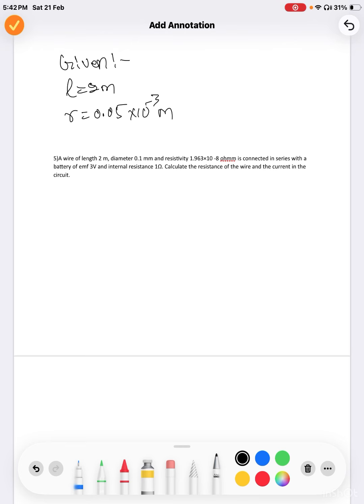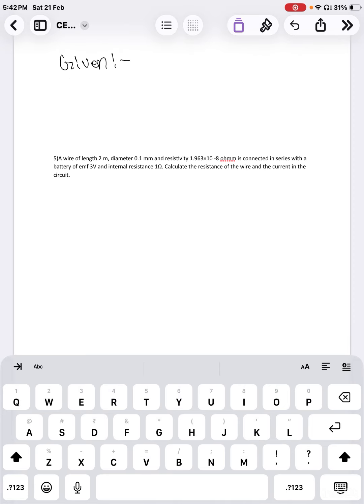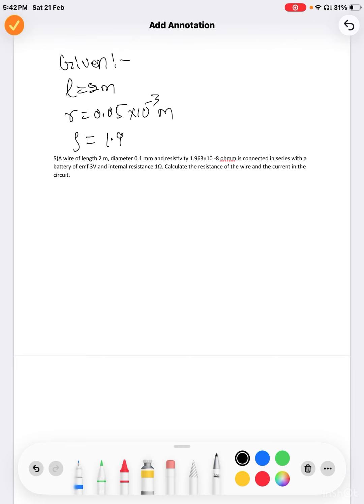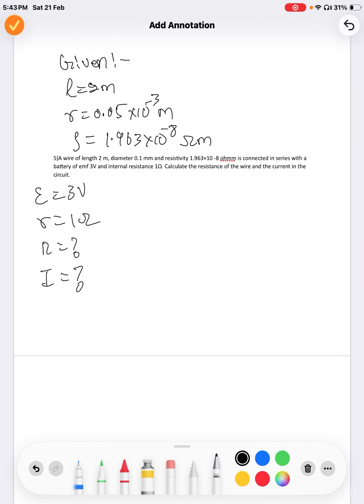And the resistivity is given. What is the resistivity? Resistivity is 1.963 × 10 to the power of minus 8 ohm meter, and connected in series with a battery of EMF 3 volt, and internal resistance is given, that is 1 ohm. Calculate the resistance of the wire. We have to find the resistance of the wire and the current in the circuit. So this is the question.